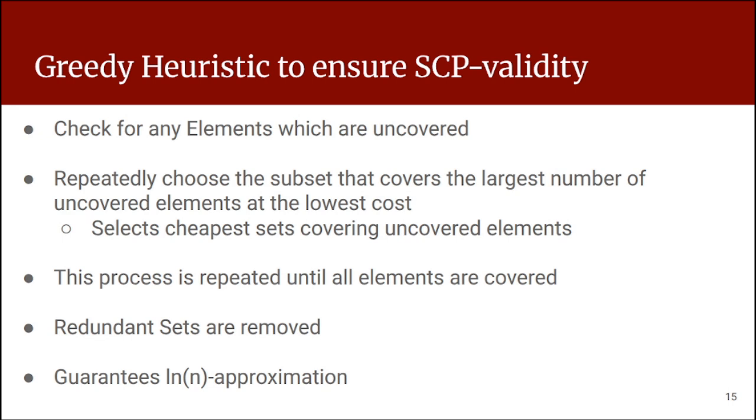After reproduction, some solutions may no longer be SCP valid, meaning that they don't cover all the elements. So we'll use a greedy heuristic to repair these. We will iteratively add the cheapest set that covers the most remaining uncovered elements. And this will ensure every offspring is feasible and near optimal, which is going to provide us a solid foundation for evolution.